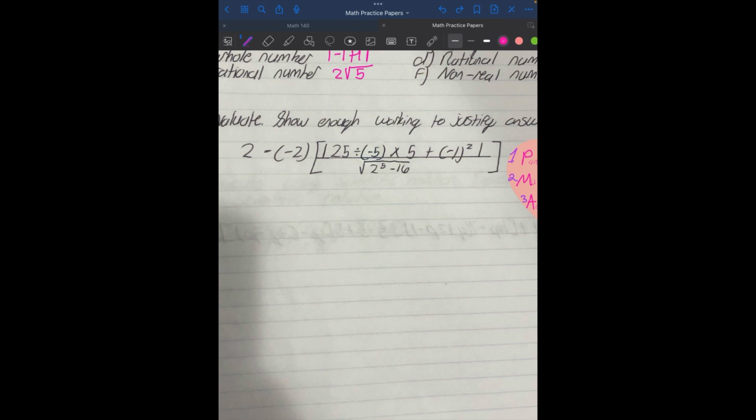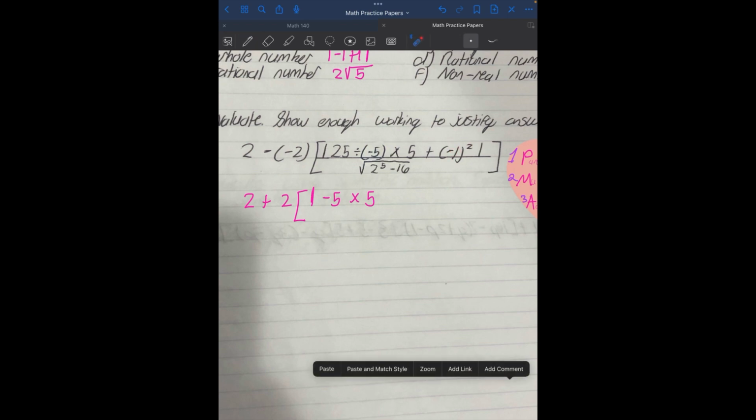So a negative times a negative is a positive. So this could be 2 plus 2 times all that. Then we have the absolute value sign. So division and multiplication and addition, we do these two first, from left to right. So 25 divided by -5 is -5, times 5. And then -1 squared is just 1. We put it on a calculator, -1 times -1 is just 1, so plus 1. And don't forget your absolute value.